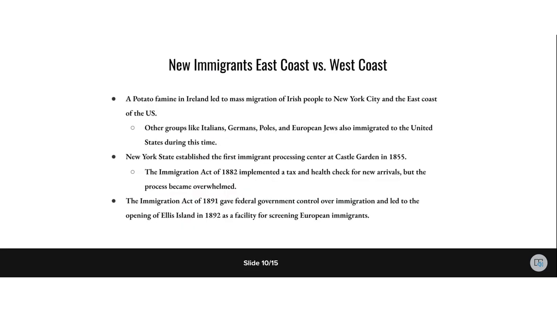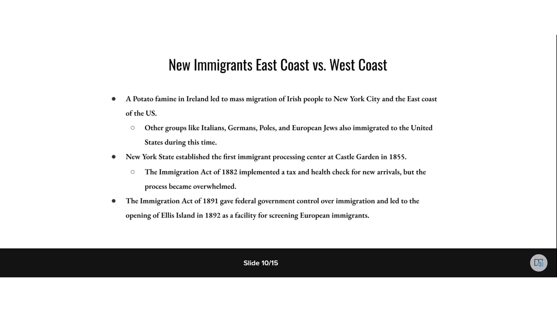New immigrants on the East Coast versus the West Coast. As we've briefly mentioned in the past, Ireland was facing a potato famine at this time, which led to a mass migration of Irish people to New York City and the East Coast of the United States. Other groups like Italians, Germans, Poles, and European Jews also immigrated to the United States during this time. New York established the first immigration processing center at Castle Garden in 1855.